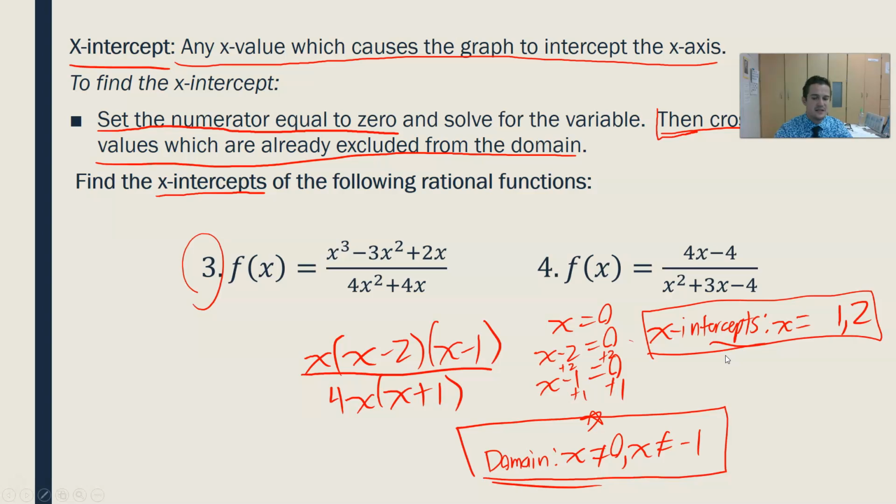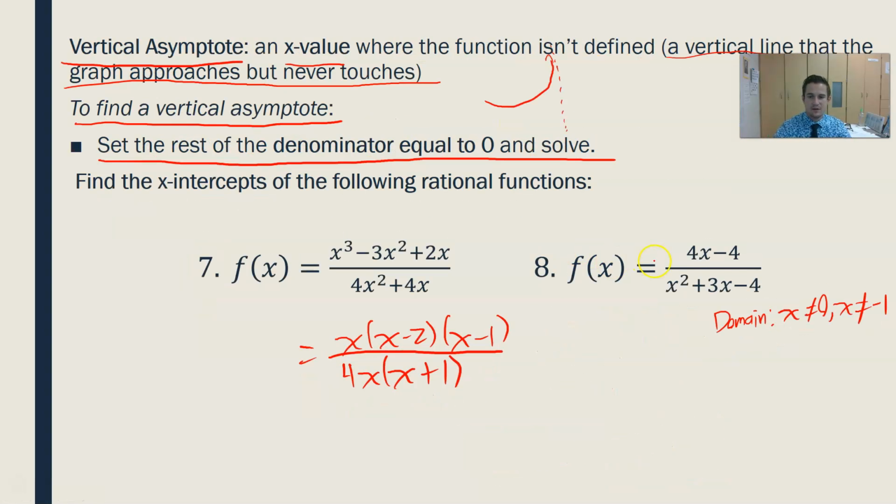What did I talk about next? My x-intercepts. When I set the numerator equal to 0, I got x-intercepts of 1 and 2. My hole in this graph is at x equals 0. That was one of the places that didn't satisfy my domain, and it ended up being a hole because that factor canceled out in the top and in the bottom.